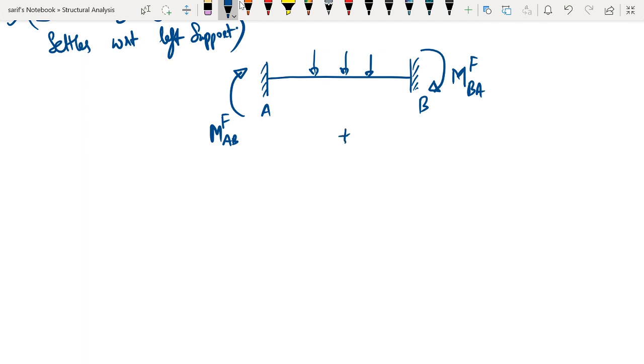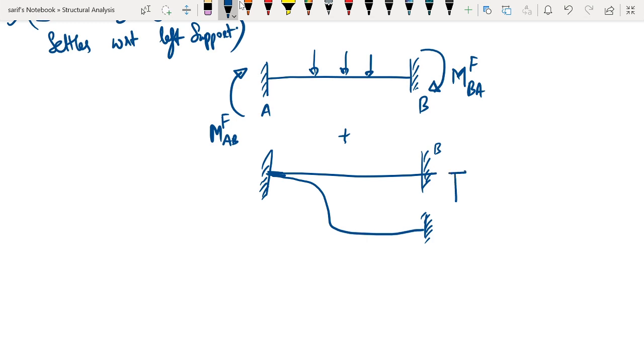Second case is, to this we are going to add the case of the beam that has undergone support settlement. So now we are going to introduce support settlement here. This is B here, and the support B has undergone settlement. The drawing is bad, but I hope the idea is very clear. Again, we assume delta as positive when the right support is settling with respect to the left support A.